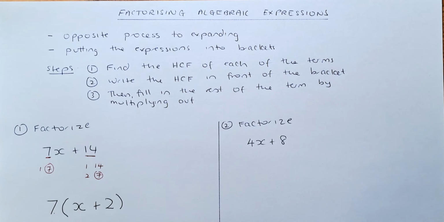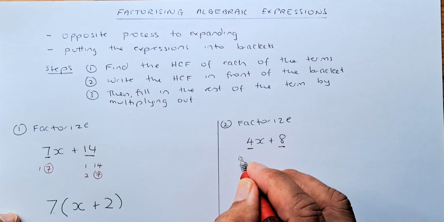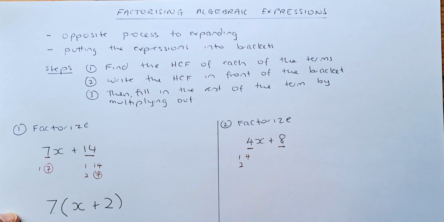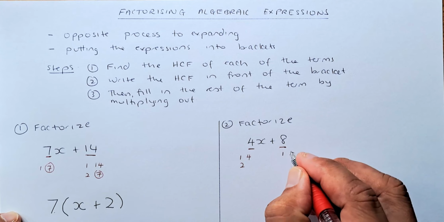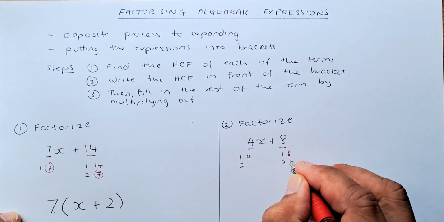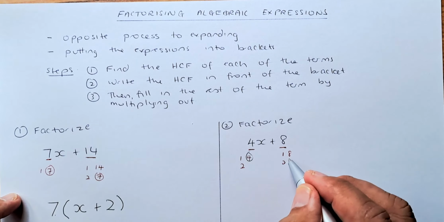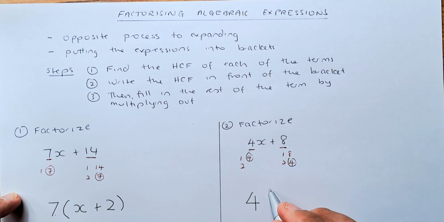Okay, so we do the second one. The second one, we have two numbers, 4 and 8. The factors of 4 are 1 and 4. It could be 2 and 2, so we leave it at 2. Okay? For 8, it could be 1 and 8, 2 and 4. So the common factors are 1, 2 and 4, but the highest common factor is 4. So we take the 4 out, and then we put the bracket.